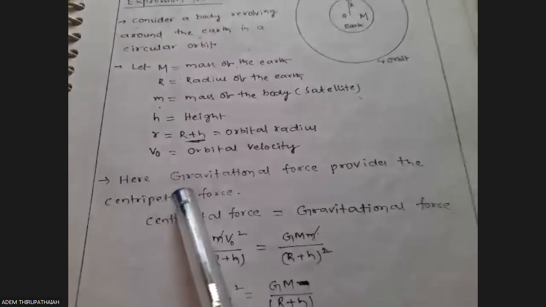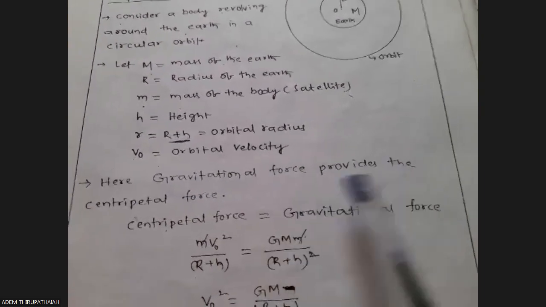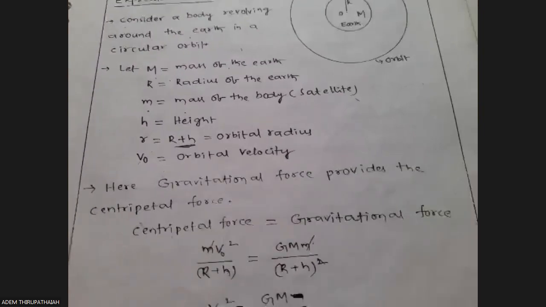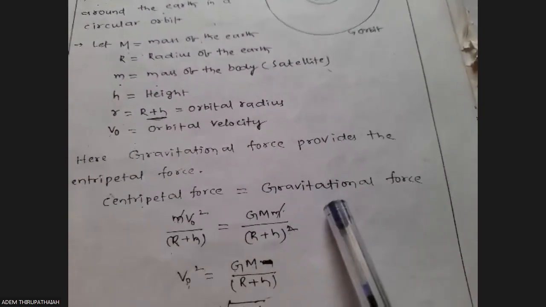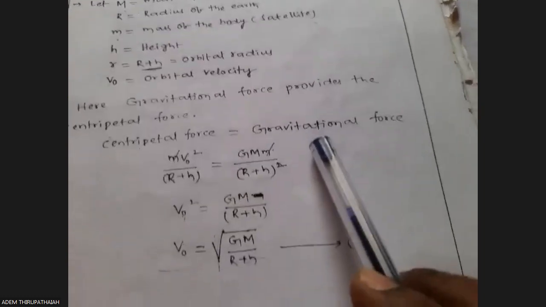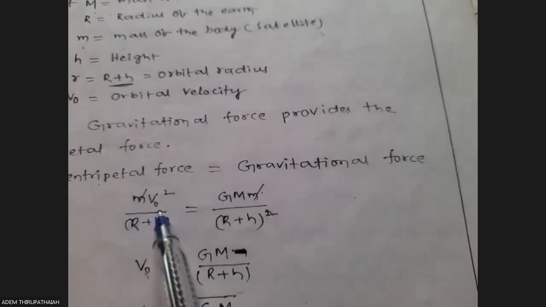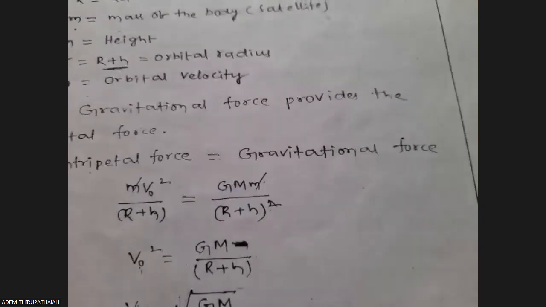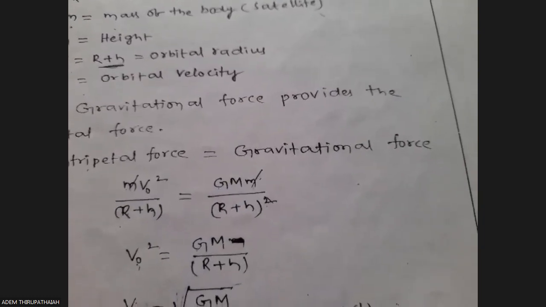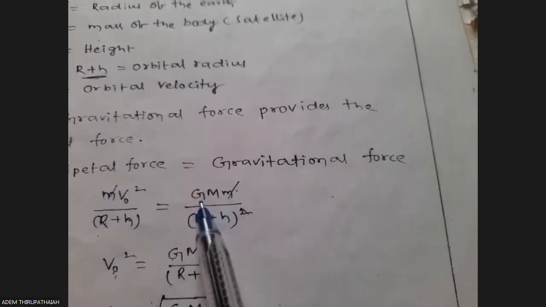Simply, the gravitational force provides the centripetal force. The centripetal force is equal to the gravitational force. The centripetal force general formula is m v square by r. Now here r is nothing but the radius R plus H, from here to here. So simply m V naught square by R plus H.